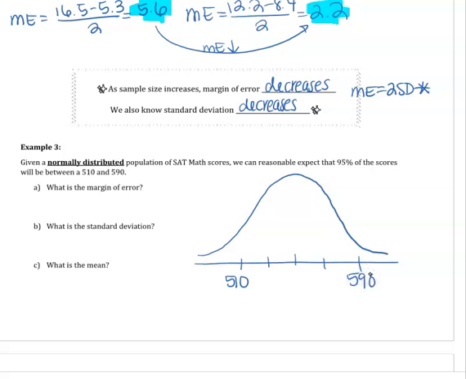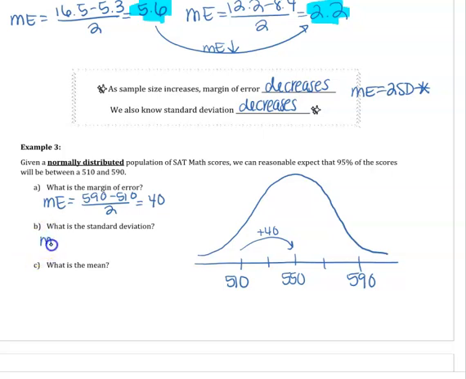So if I want to figure out my margin of error, I'm going to do high minus low divided by 2. So what is that? 80 divided by 2, which is 40. So what that means is if I were to work my way on this curve here and add 40, this would be 550, which makes sense then because another 40 would give me 590.